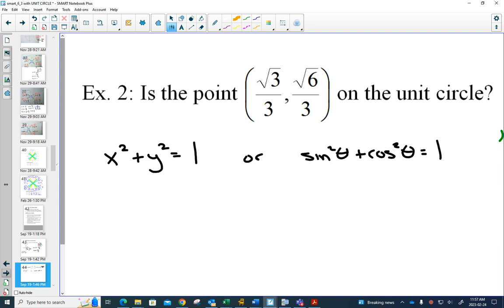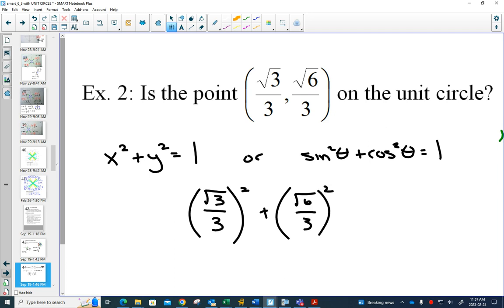So with this in mind, we have to decide, okay, if this is on the unit circle, and I take my x coordinate, and I square it, and then I take my y coordinate, and I square it, and if I add those two together, if it equals 1, it's on the circle. If it equals something else, it's not on the circle. So we have to determine, what is this equal to?